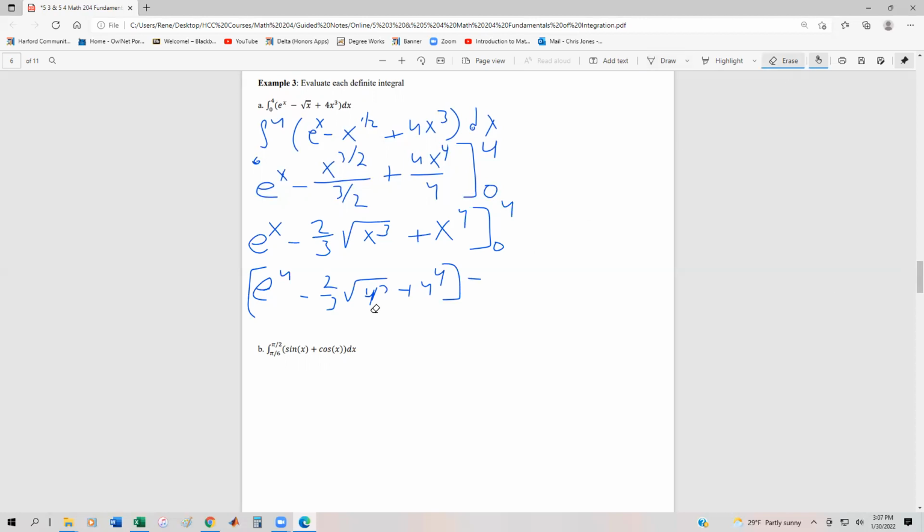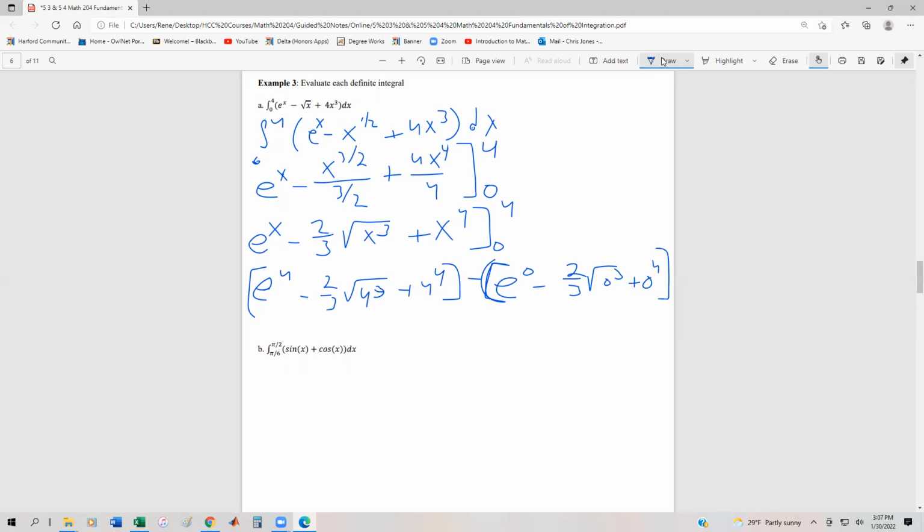So this is a 4 under the radical, and that's a 3. It's tough to write on the screen sometimes. Okay, there we go, a little bit better. This is going to be e to the 0 minus 2/3 square root of 0 cubed plus 0 to the 4th.